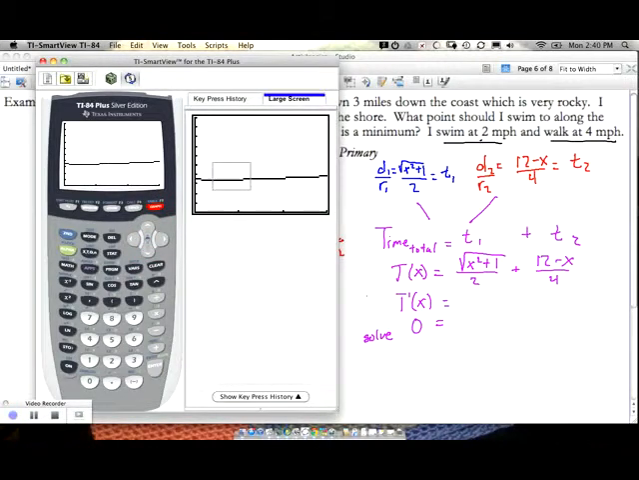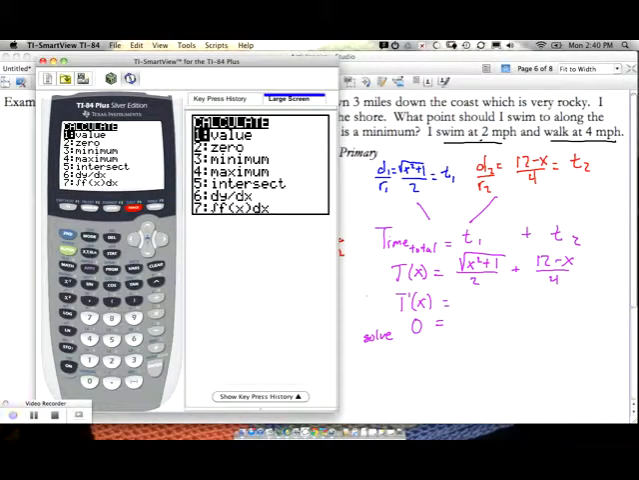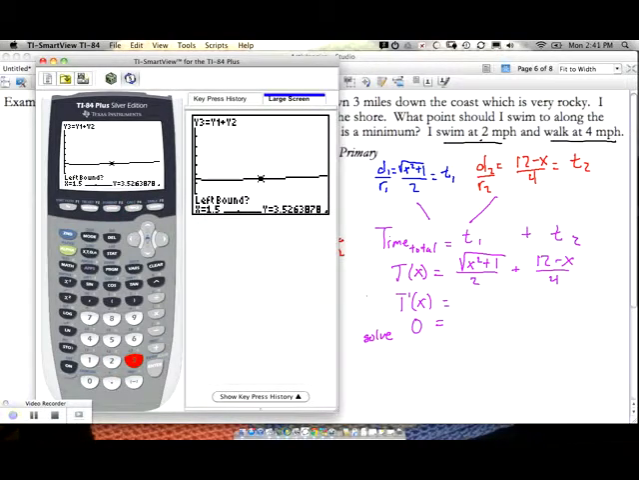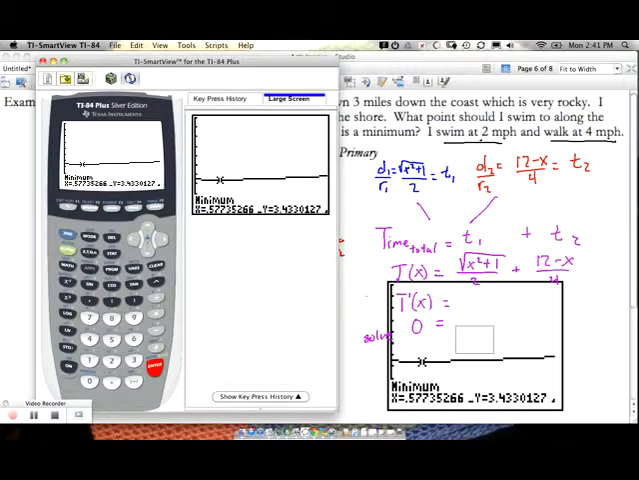So it looks like we hit a minimum right about here. So let's calculate that minimum. Second, calculate, minimum. So we're going to press 3. Left bound, how about 0? Right bound, how about 2? Guess? It looks like it's probably about 0.5. And it looks like it is 0.5773.